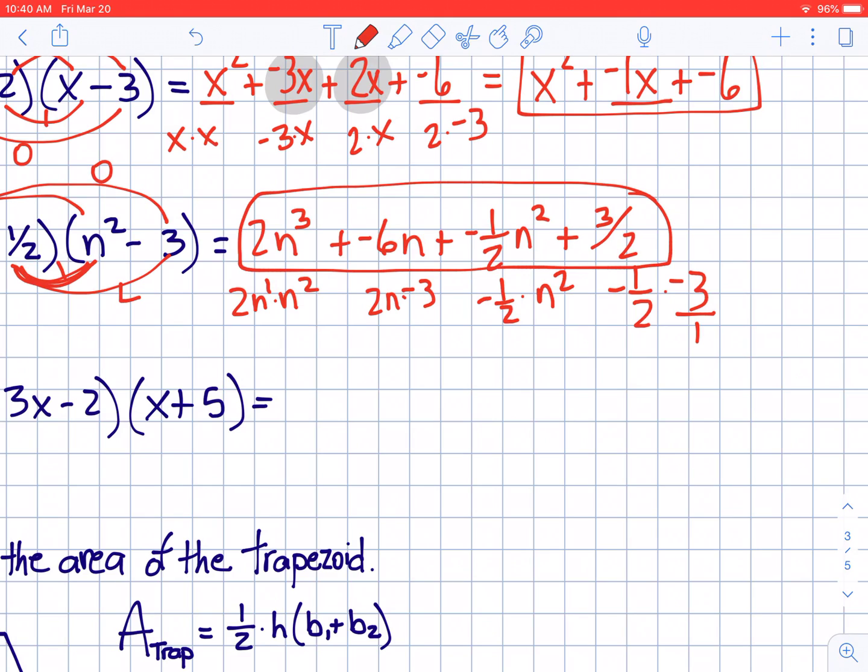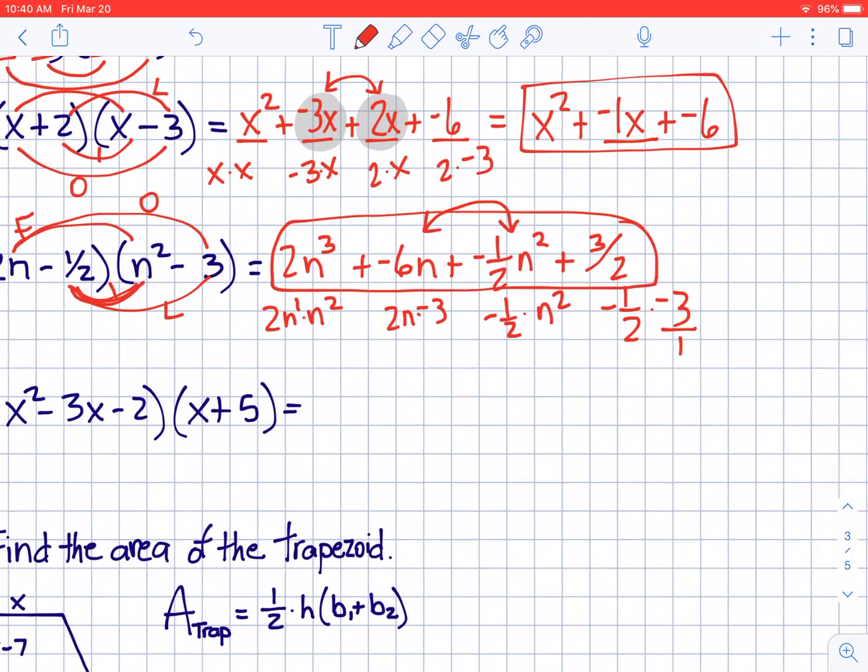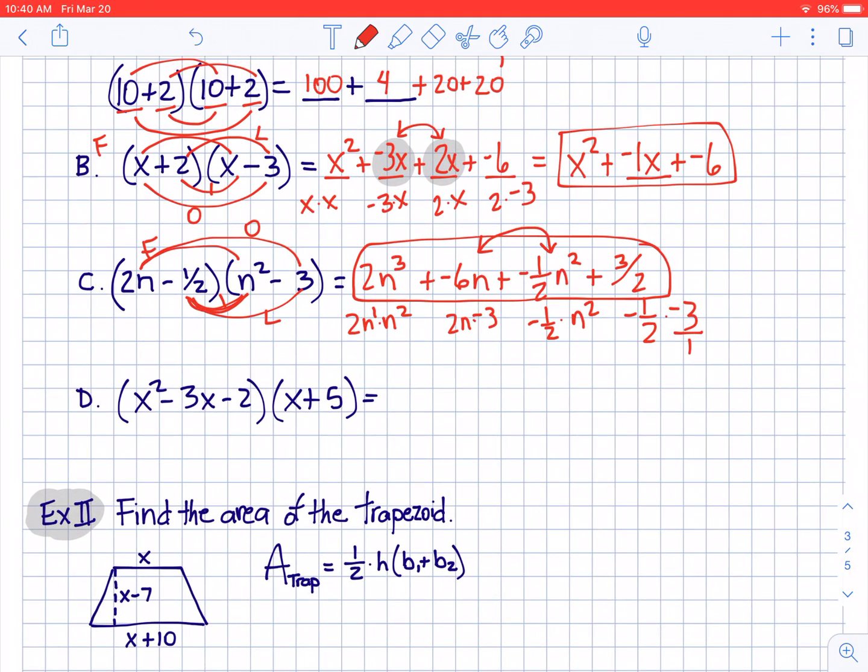I should have, by the way, rewritten this with those 2 terms switched around, because technically you should have the exponent of n squared ahead of the exponent with just 1. I'm not going to worry about that right now. I'd rather you focus on just getting this done correctly, combine the right terms. Don't worry about the order.